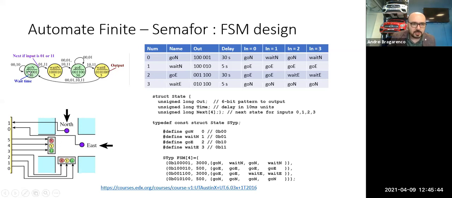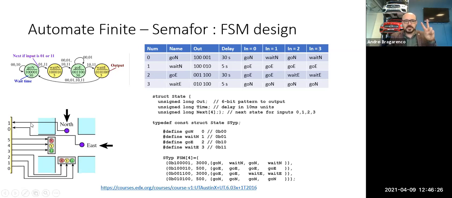This is the output and this is the input. So 0 0 means nobody asked to go through the intersection. 1 1 means both are asking. 0 1 means that east is asking to pass the intersection, and 1 0 means that only north is asking.